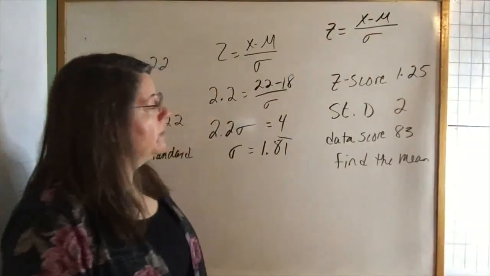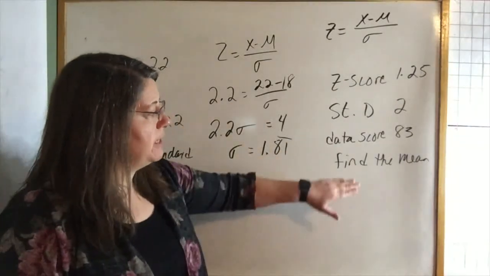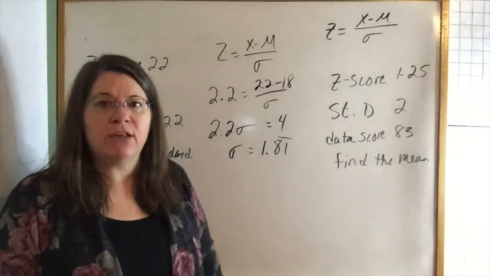For this one, the z-score is 1.25, the standard deviation is 2, the data score is 83, find the mean. Go ahead and pause the video, see if you can get that one, and then I'll come back and give you the answer in a few minutes.